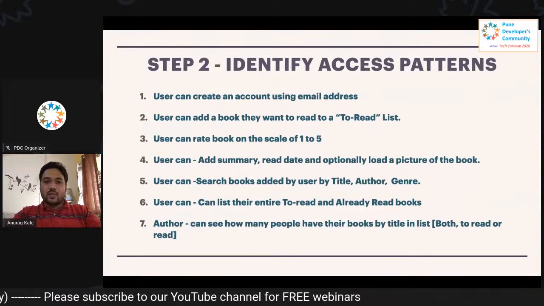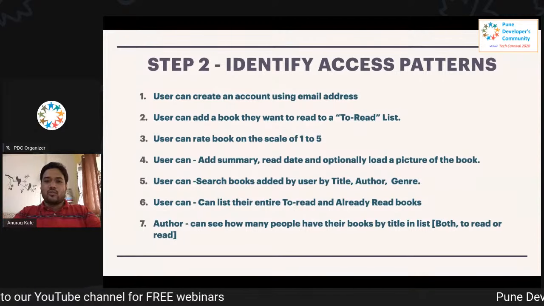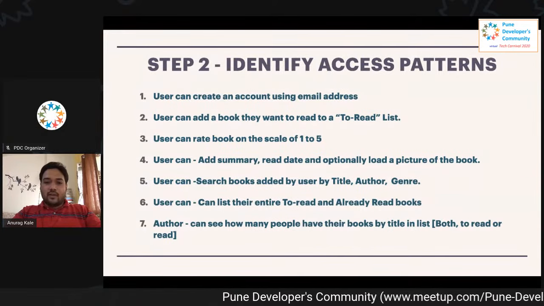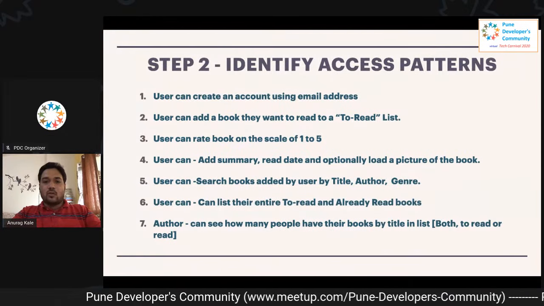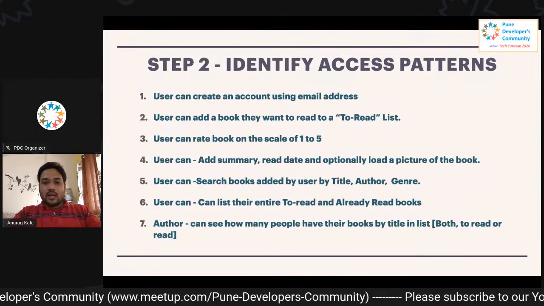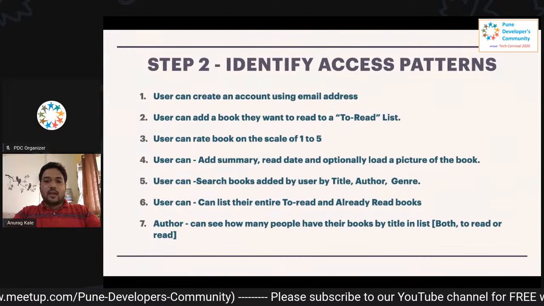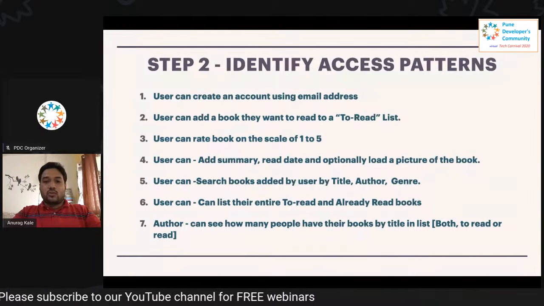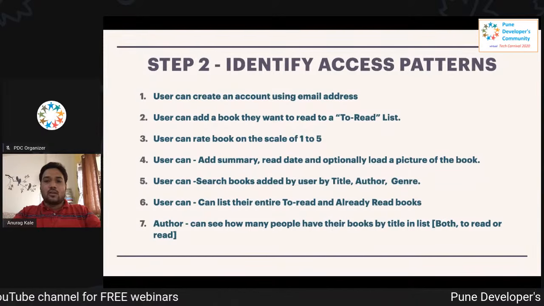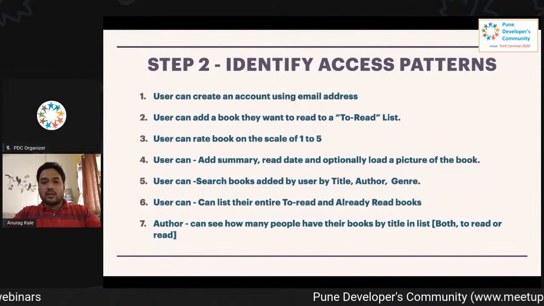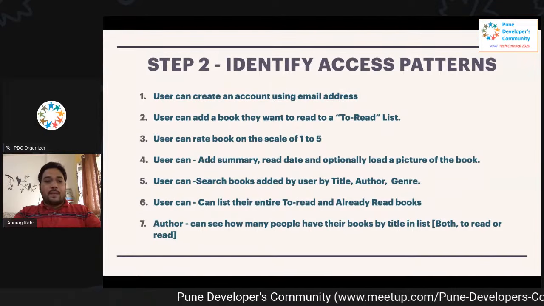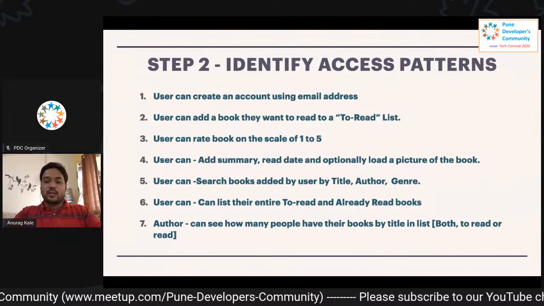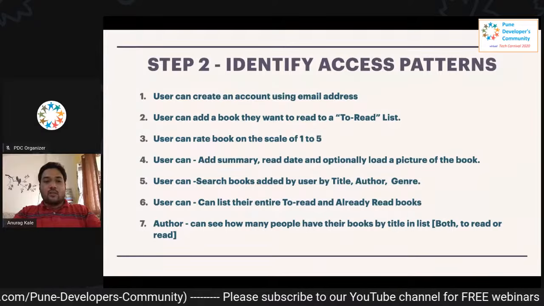So these are the basic requirements. You can create an account using an email address. You can add a book you want to read to a to-do list. Once you have read it, you can rate the book on a scale of 1 to 5. You can add a summary when you complete it, then optionally upload a picture of the book. If you want to search your to-read list or already-read list, you can do so with the attributes of title, author, and genre. A user can also list their entire to-read and already-read books. So this is the base requirement for one persona.